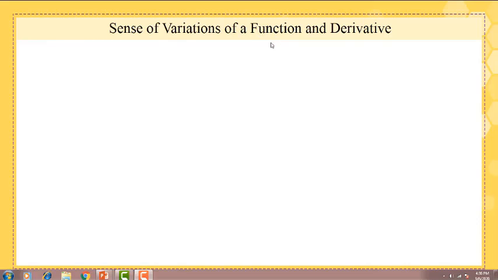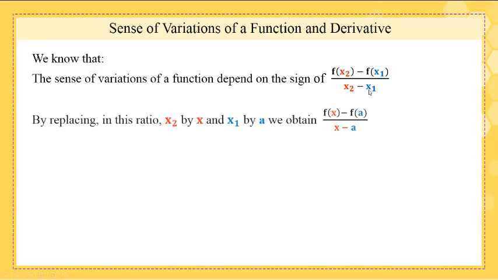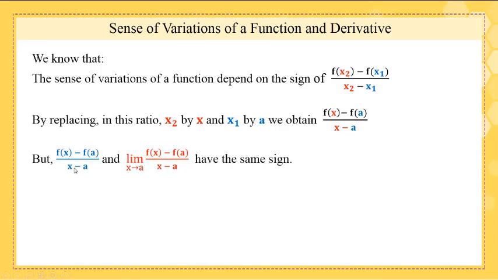Now, our goal is to learn a new way to study the sense of variations of a function other than that in grade 10. We know that the sense of variations of a function depends on the sign of f of x2 minus f of x1 over x2 minus x1. By replacing in this ratio x2 by x and x1 by a, we obtain f of x minus f of a over x minus a. F of x minus f of a over x minus a and its limit have the same sign.